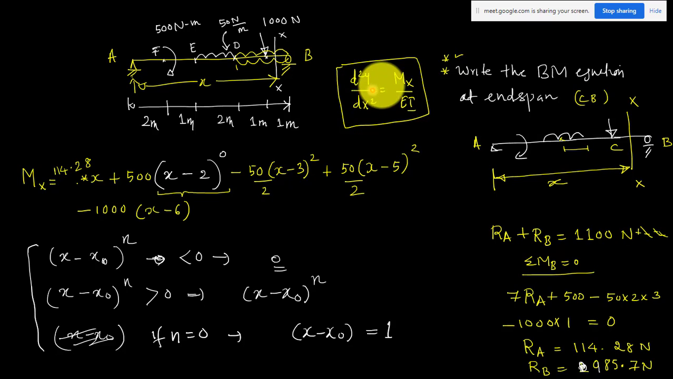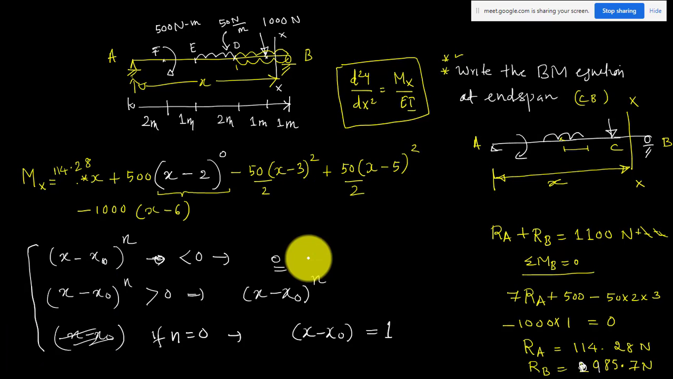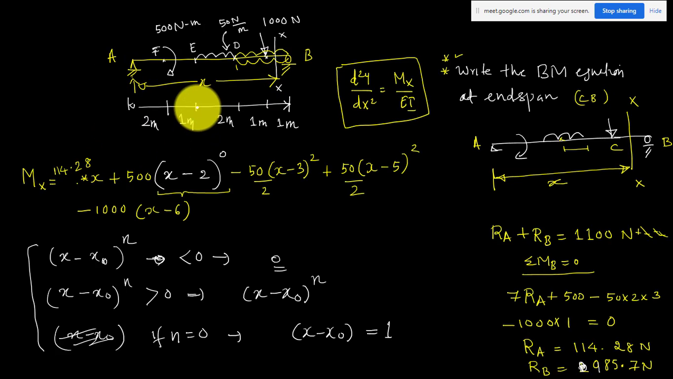Now I can substitute here and we can do the integration. That is the next step. The next step is we'll start the integration to get the deflection. To get the deflection we have to do the integration two times. So I will just write that equation. Your differential equation is of this form: EI d square y by dx square equals Mx. So Mx I have to write again.